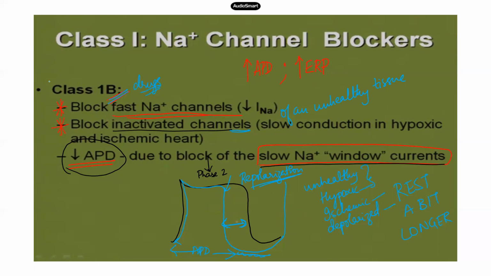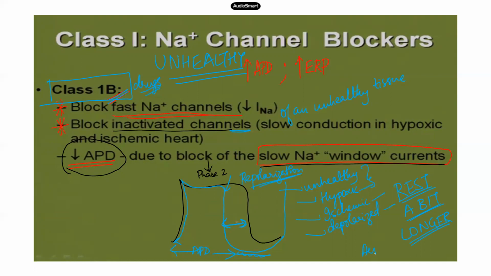So that is what your class 1B drug does. It will act on the unhealthy tissues. Like I mentioned in the previous slides, these drugs are very smart. They will bind preferentially to what they want to bind. And class 1B drugs only like to bind to a depolarized, ischemic, hypoxic, unhealthy tissue. What it does is try to make them rest a bit longer so that the arrhythmias will come down.